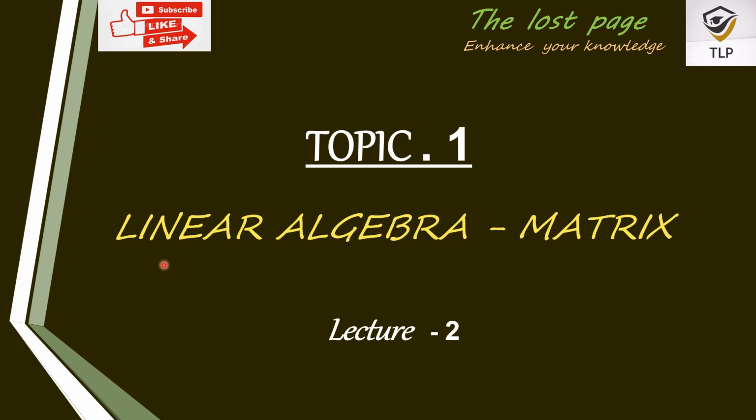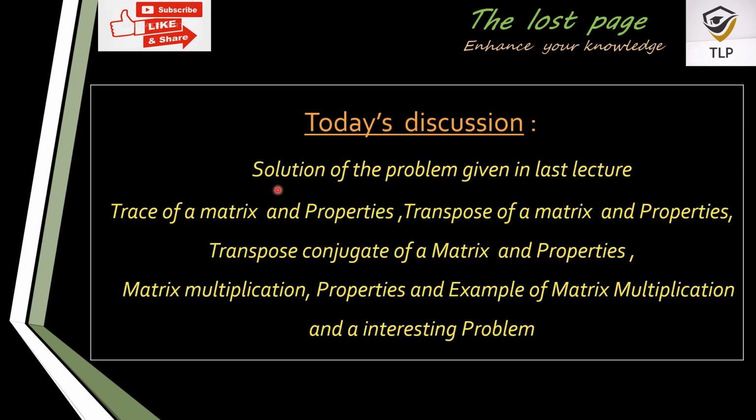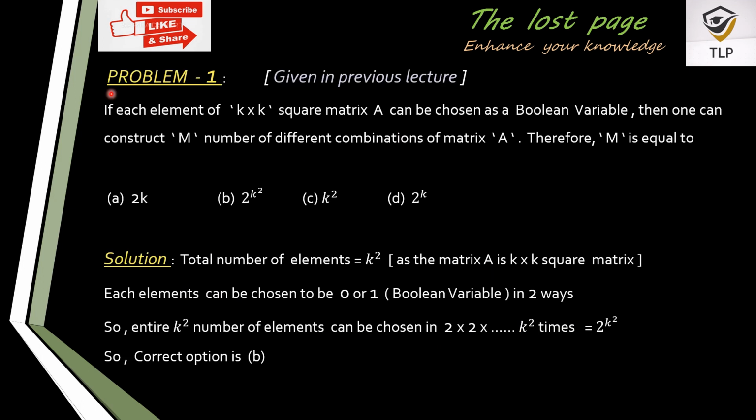Topic 1, Lecture 2, Linear Algebra: Matrix, and the next few lectures will be on this topic. Today we will discuss the solution of the problem given in the last lecture, trace of a matrix and properties, transpose of a matrix and properties, transpose conjugate of a matrix and properties, matrix multiplication, properties and example of matrix multiplication, and at the end of this lecture I will give you an interesting problem.